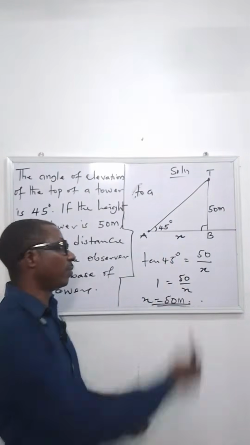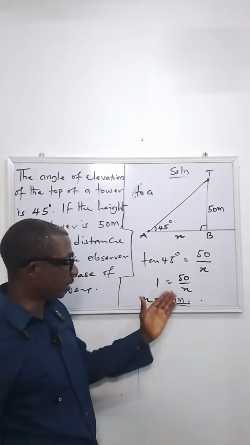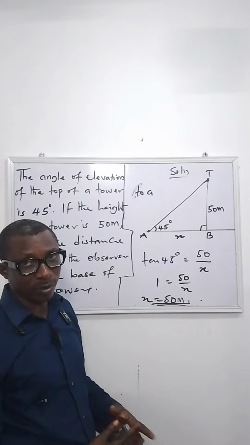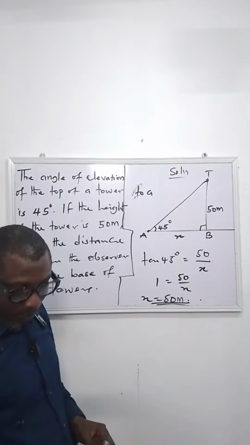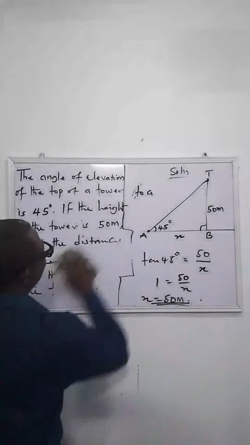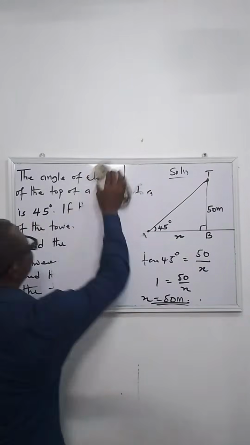All right. So that means this side is going to be 50. You can see. So we have X to be 50. So that's another way of solving this type of problem. All right. I hope you understand that. Okay. So now let's look at another question.